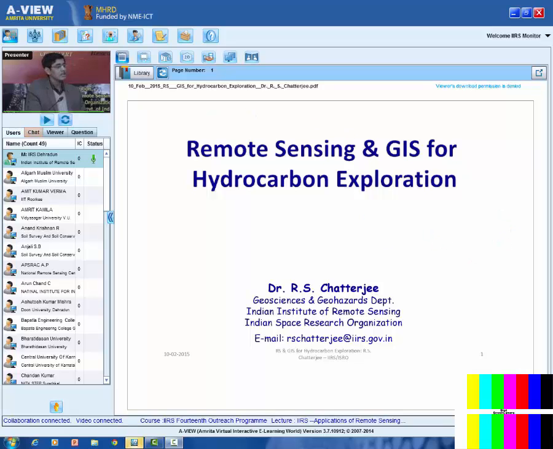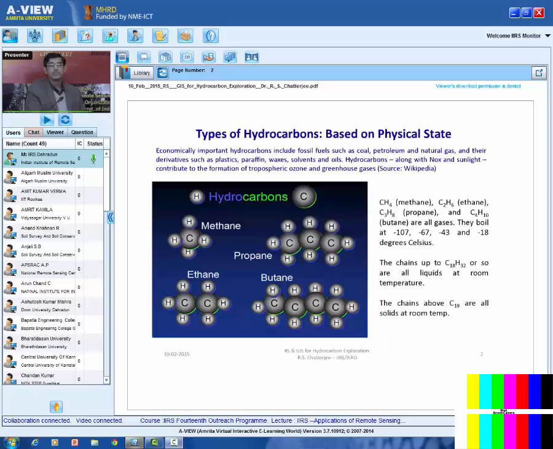Remote sensing and GIS for hydrocarbon exploration. So what is a hydrocarbon? Hydrocarbon is basically a compound made of hydrogen and carbon, isn't it? And there are economically important hydrocarbons. They include fossil fuels such as coal, petroleum, and natural gas, and many of their derivatives such as plastics, paraffin, waxes, solvents and oils.